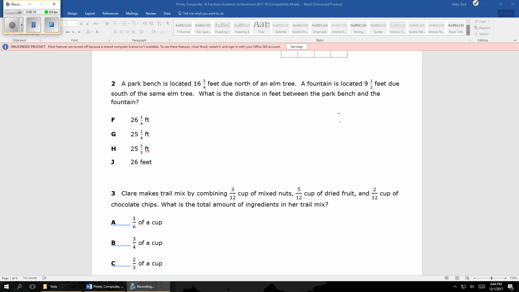Okay, so guys, this one could have been complicated for you. You could have decided, well, I don't know what to do. I don't know if I'm going to add or if I'm going to subtract. But just by looking at the answers, 26 and 1/4, 25 and 1/4, 25 and 2/3, and 26 feet, automatically tells you that that is not a subtraction. Because if you subtract 16 from 9, then you're going to have around 7. And none of your answer choices are even near that.